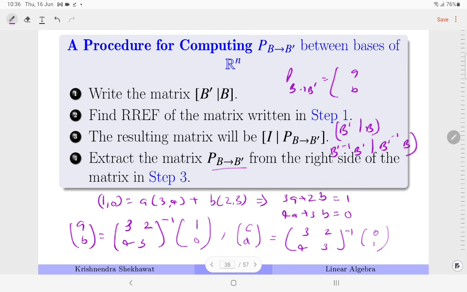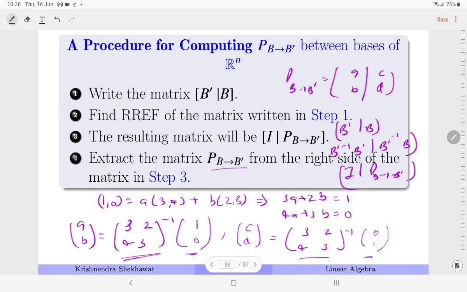The same has happened in the longer procedure, where you are indirectly computing the inverse 2 times, which needs to be computed only once. So this becomes the identity, and this becomes P B to B dash. Again, you are multiplying B dash inverse with the first column and then with the second column. That gives you the first column AB and the second column CD. This is the required P B to B dash.